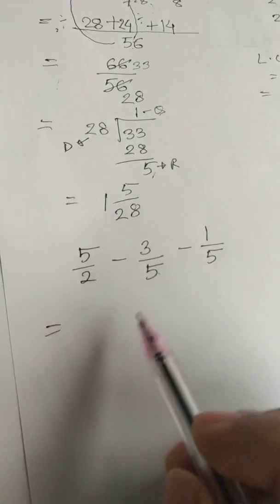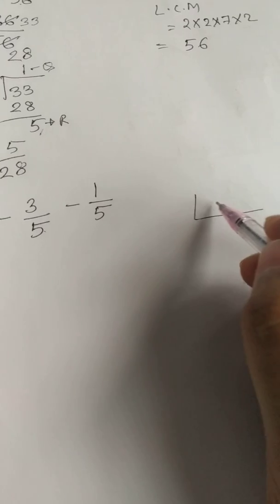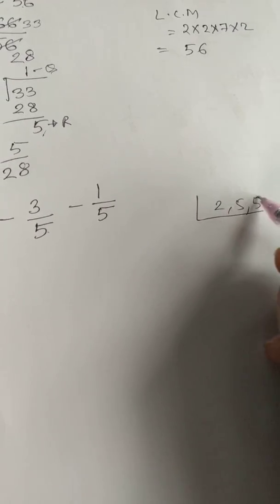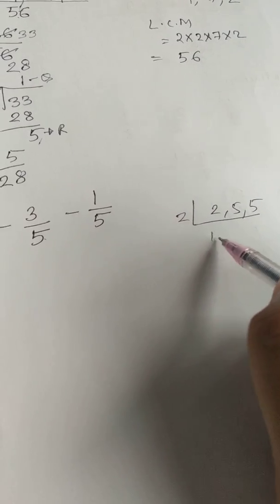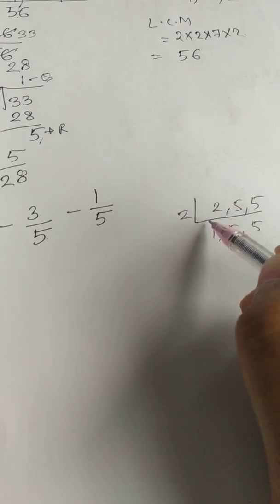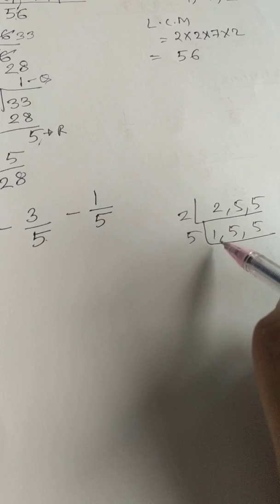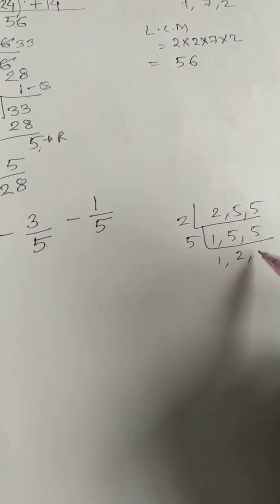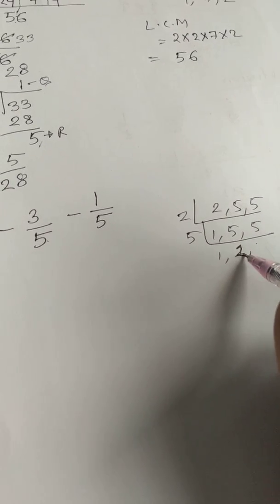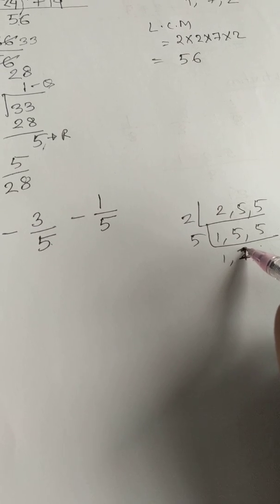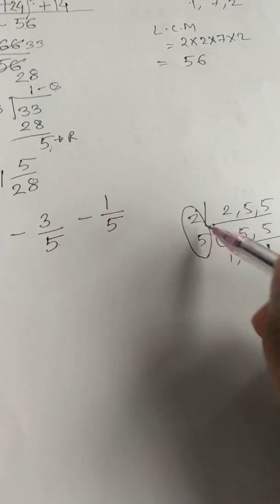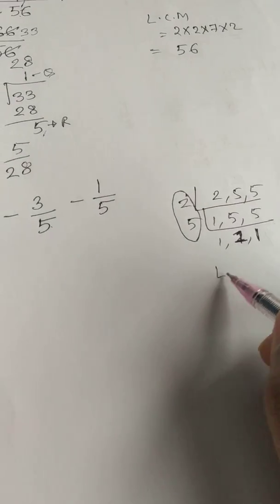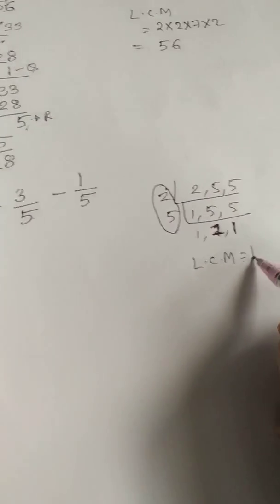2, 5 and 5. Since all these are prime numbers, we use 2, 1, then 5, 5, then again we do it with 5, 1 and 1. So what is the LCM? LCM is 2 into 5, that is 10. Okay, so we got LCM 10.